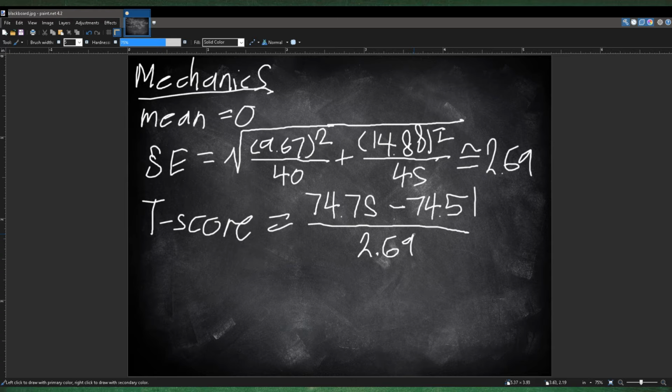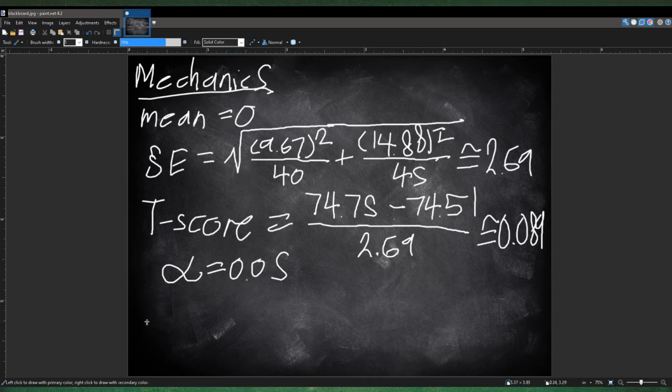Right? So your answer is (74.75 minus 74.51) divided by 2.69. So you get approximately 0.089 as your t-score. And you're going to have a degrees of freedom, but you don't need to calculate that right now. And then you write your alpha level, which is equal to 0.05, right?